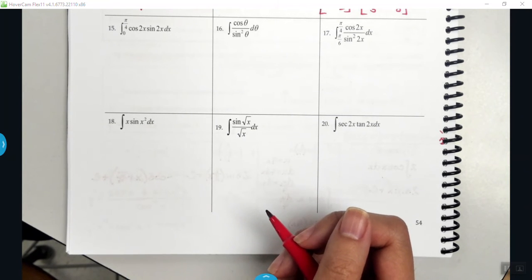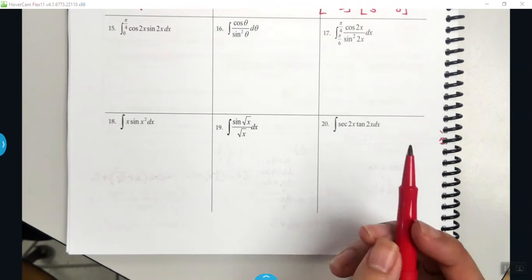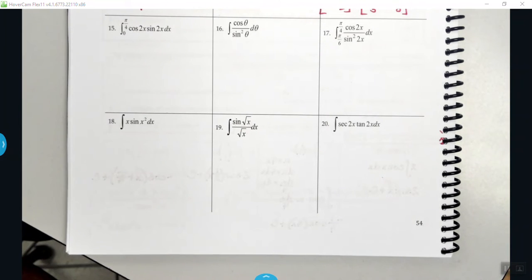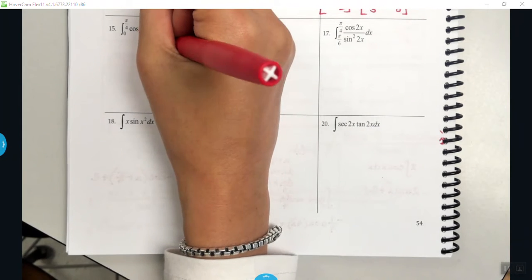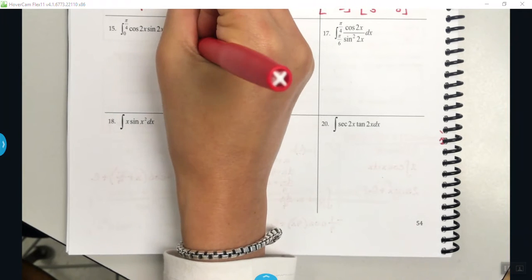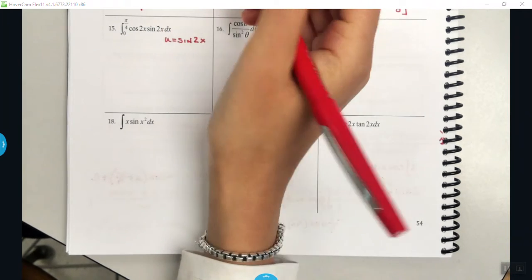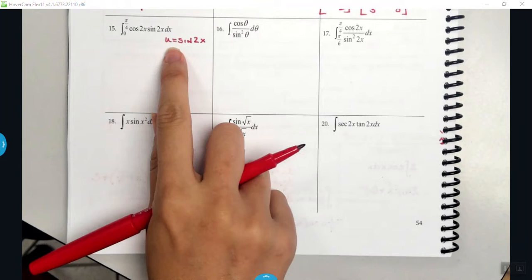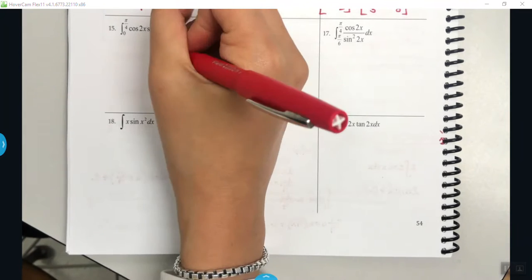Wait, what's the question? Just tell me how to integrate 15. Like you do, equals sine 2x. Okay, so that's not a linear function, so we're going to have to actually do u-substitution, full out.